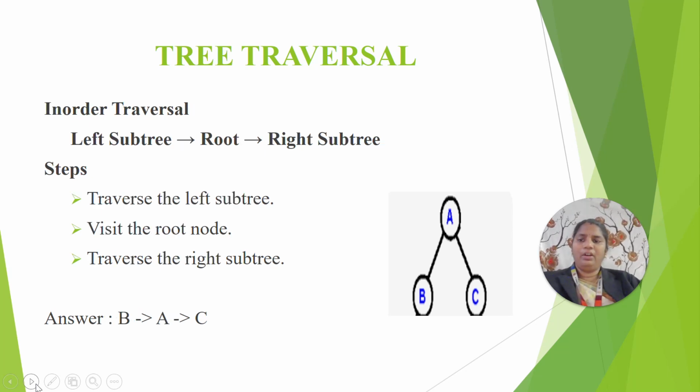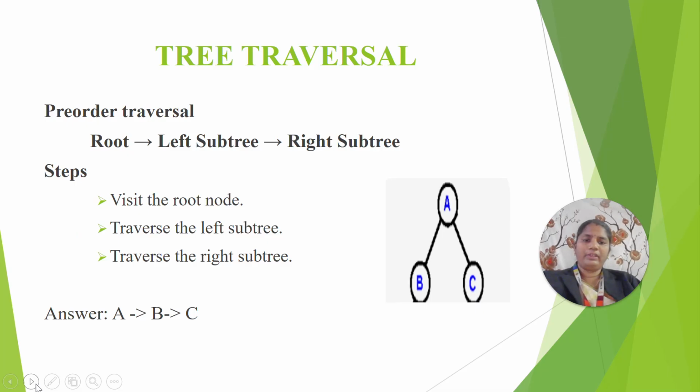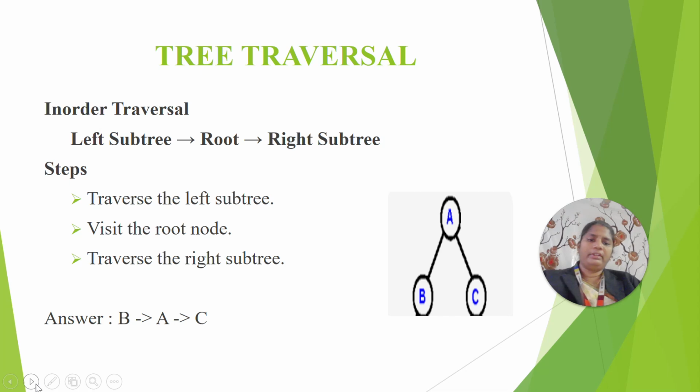Next one is in-order. In in-order, we first traverse the left subtree, that is B. Next we visit the root node, which is A, and then we traverse the right subtree, that is C. So in pre-order we have root, left, right, and in in-order it will be left, root and right.